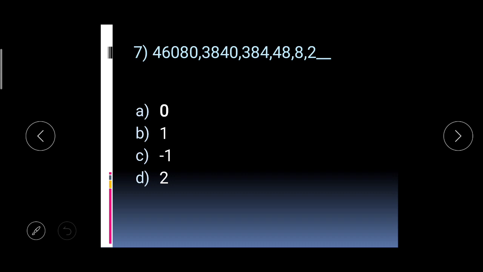Okay, let's see the 7th question. I just request you to pause this and try by yourself. It's a little bit complicated, but it's not complicated if you are good at visualizing numbers, right? Okay, let's see. First, your approach is you have to see whether it's increasing or decreasing.